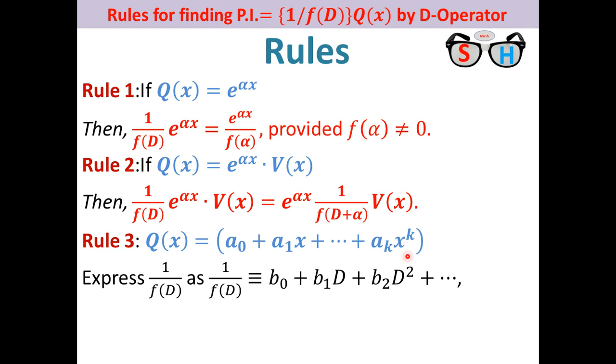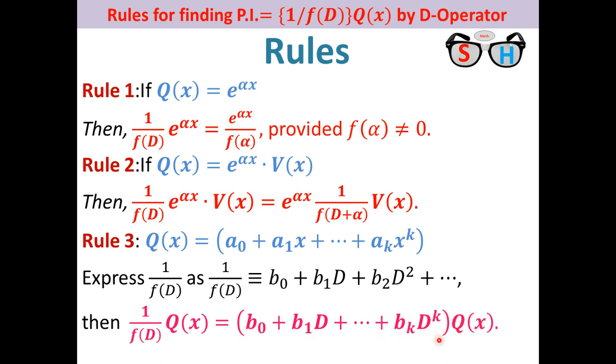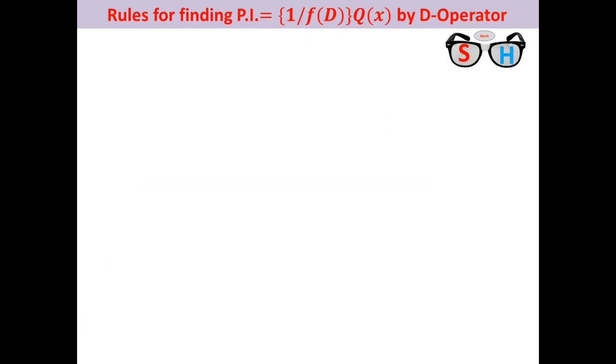Therefore we do not consider all the terms in the infinite series, we just consider up to D to the power k. So 1 by f(D) of Q(x) will be that. This is the first k plus 1 terms, that is up to D to the power k in the infinite series of that, and we apply this on Q(x). Simply, this is the particular integral 1 by f(D) of Q(x). Just write down this term in the place of 1 by f(D), and therefore this will be the result, and you have to calculate. All of these are discussed in the previous video. In the previous video we considered all the five rules and discussed them in detail.